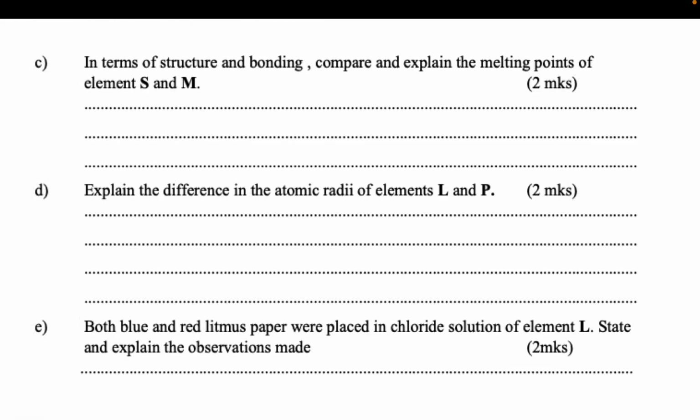In terms of structure and bonding, compare and explain the melting points of elements S and M. Explain the difference in the atomic radii of elements L and P. Both blue and red litmus paper were placed in chloride solution of element L. State and explain the observations made.